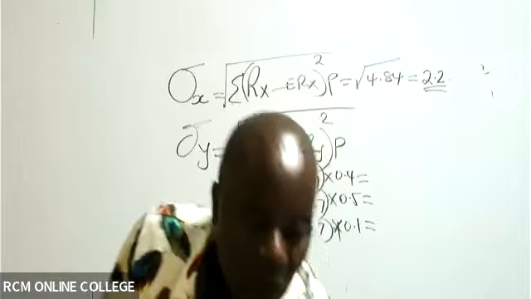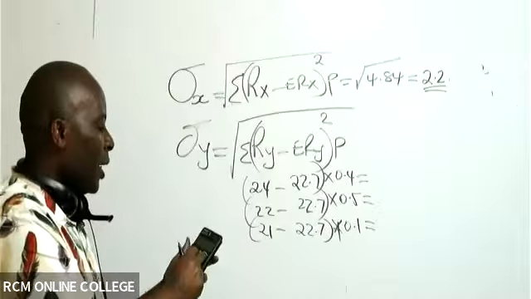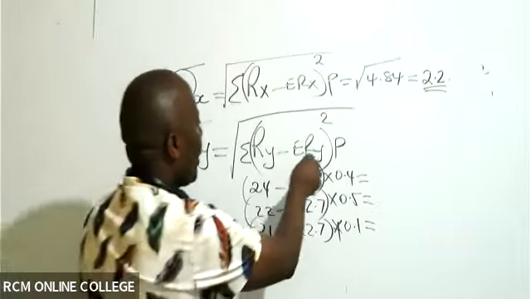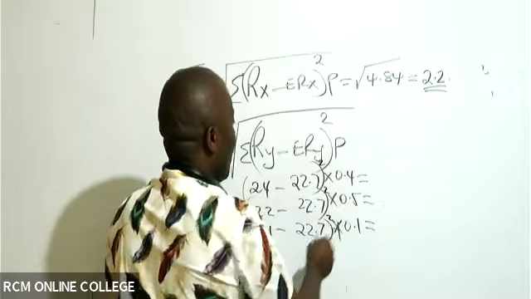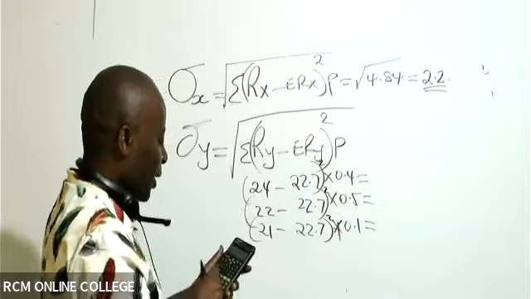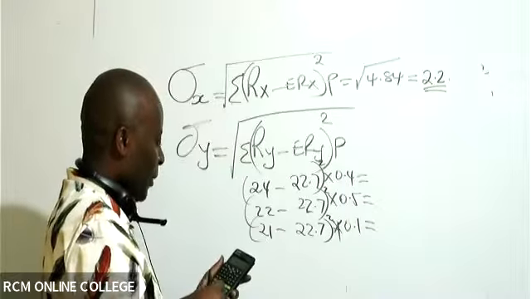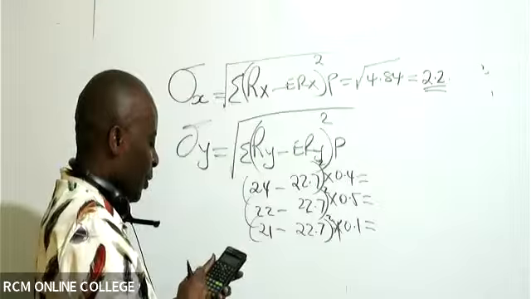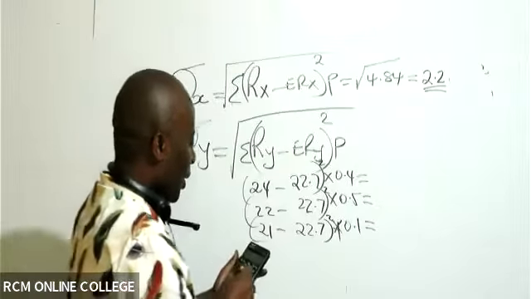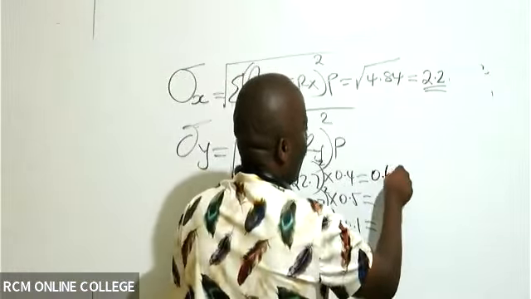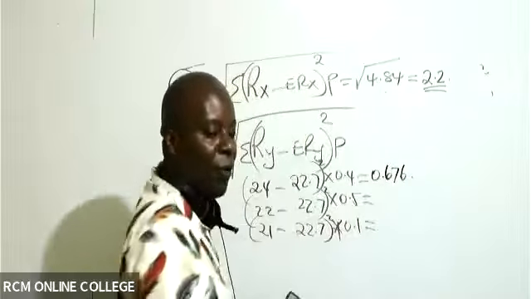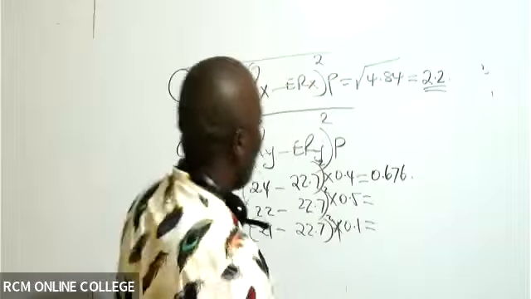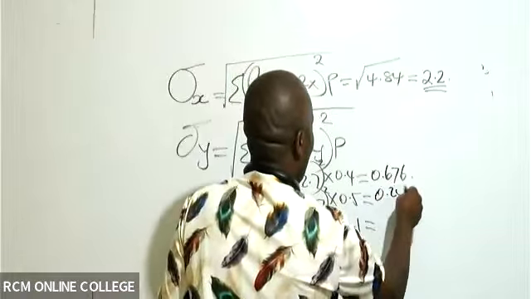So at least where I will do it in my calculator, you simply say open brackets 24 minus 22.7, then you square, times 0.4. You get equals 0.676. Now I've set an example for you. Now you should be able to get 0.245. So we have here 0.245.